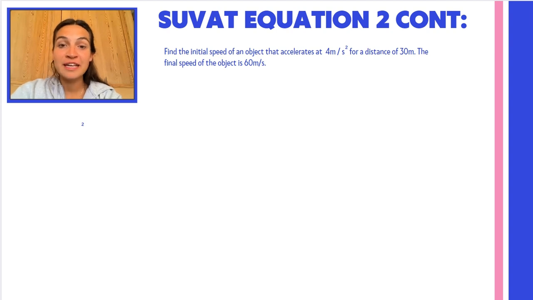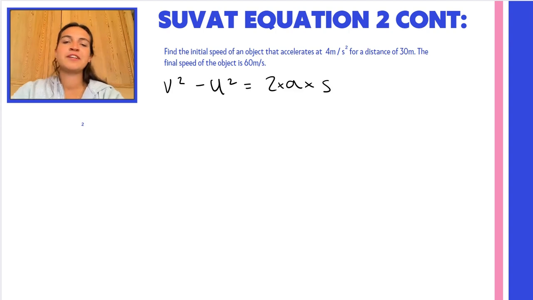Okay, and final example using this equation. Find the initial speed of an object that accelerates at 4 meters per second squared for a distance of 30 meters. The final speed of the object is 60 meters per second. So let me get my equation. V squared minus u squared is 2as.